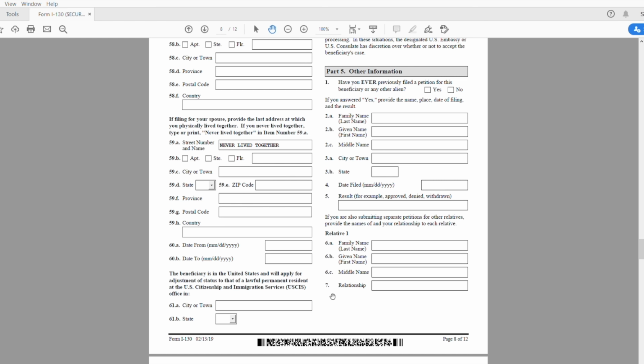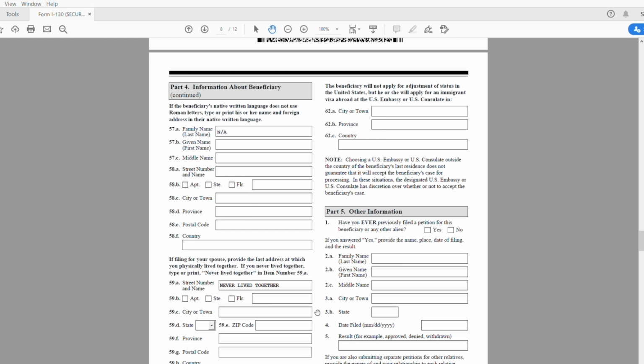So cases that are filed with a physical location in Edison, New Jersey would go to the Newark office in New Jersey. But here, Pooja lives abroad, so the beneficiary will not apply for adjustment of status in the United States, but she will apply for an immigrant visa abroad at the U.S. Embassy or U.S. Consulate in... So since she's in Mumbai, the consulate that has jurisdiction is Mumbai, Maharashtra, and the country is India.